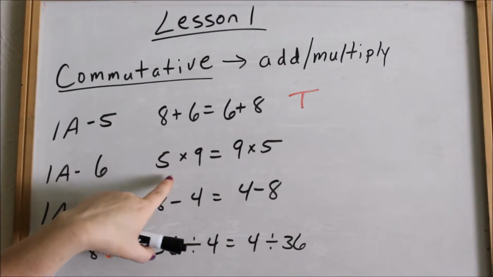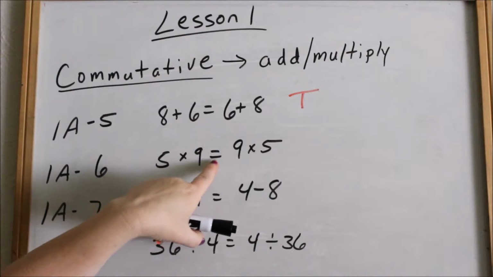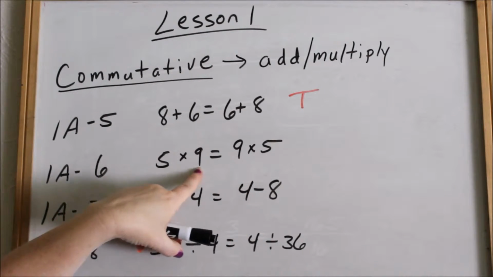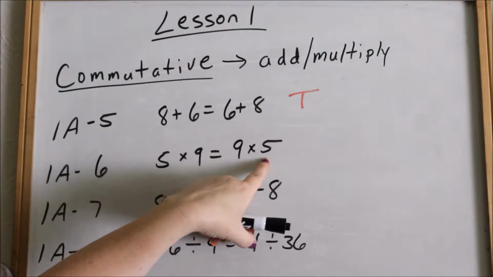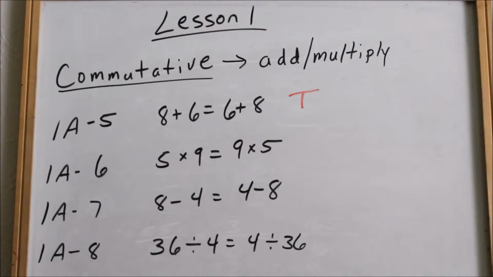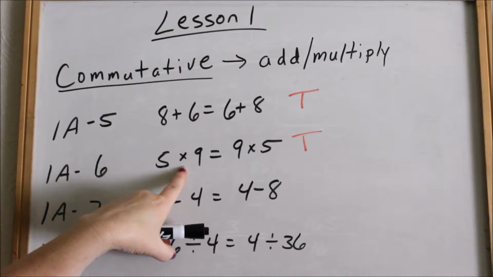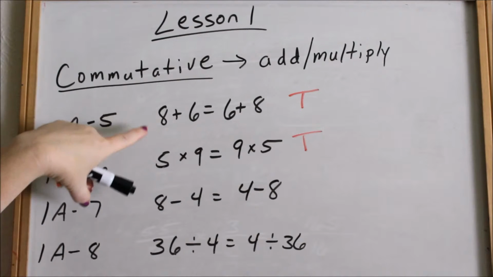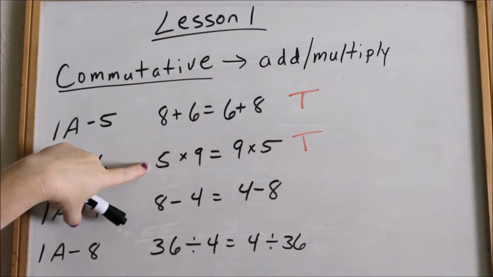Looking at 1A6, 5 times 9 is equal to 9 times 5. Is that true or false? 5 times 9 is 45. 9 times 5 is 45. That is a true statement. This also proves with multiplication you can switch your numbers around the operation sign. So addition and multiplication are commutative. This is called the commutative property.